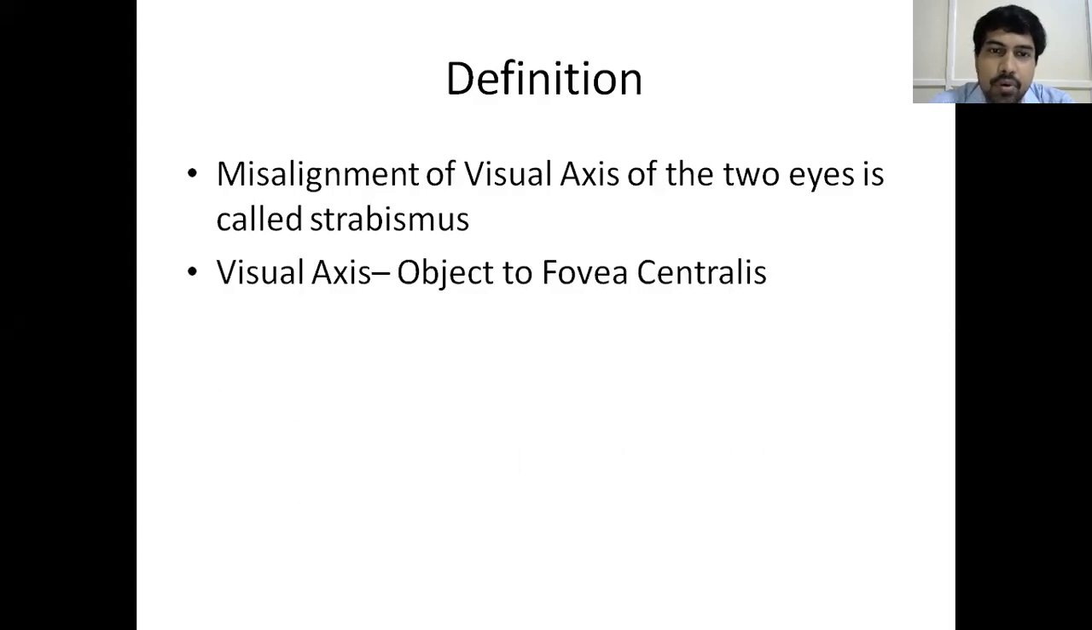I told you the visual axis is an axis or a line joining an object to the fovea centralis. Suppose you are viewing your computer screen. A line joining the computer screen to the fovea centralis is known as the visual axis. Both eyes have two visual axes which are straight. When there is any misalignment of the visual axis, suppose one axis is straight and the other eye is looking this side or that side, then we call it strabismus or squint. So strabismus is basically misalignment of the visual axis of the two eyes.